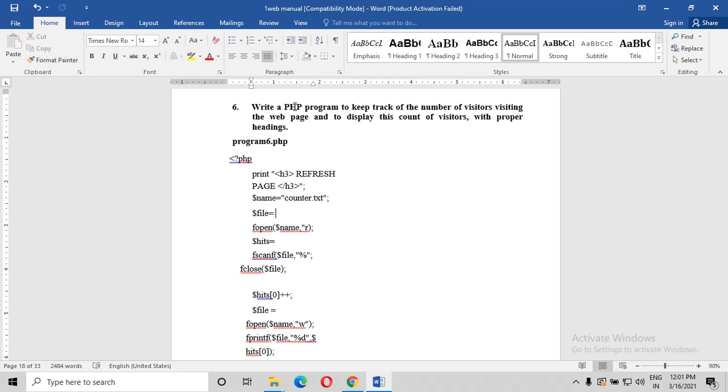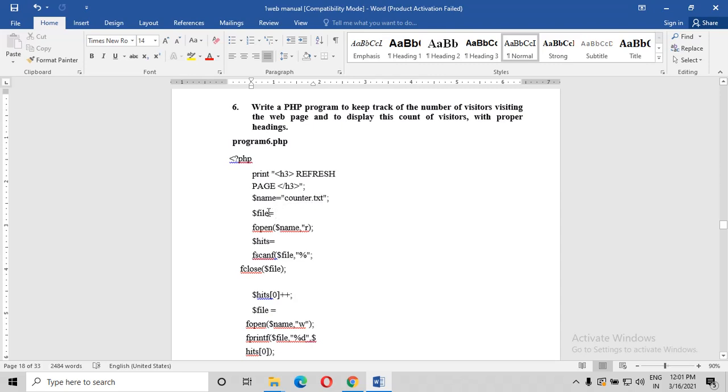Coming to the program, PHP will start with the angular brace, the question mark and php. Print H3, refresh page H3. The refresh page is the heading we have given as H3. It is not an issue; you can take H2 or H1. And dollar name is equal to counter.txt. As syntax, please remember dollar name is equal to counter.txt, the file.